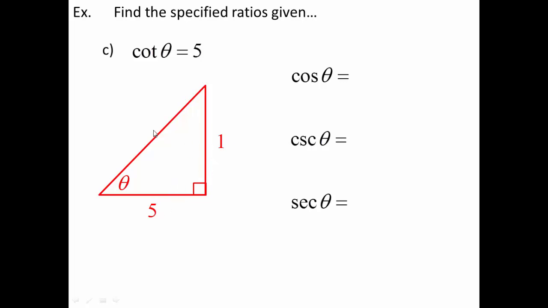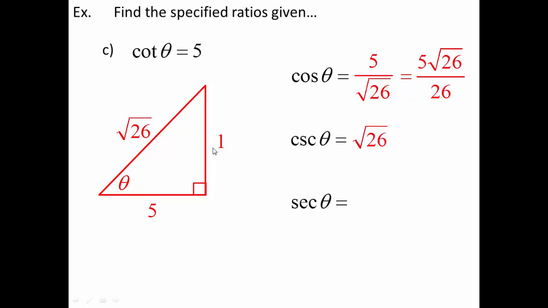This is not a Pythagorean triple. Pythagorean theorem would tell us the missing side is root 26. So let's just look at the triangle to answer our questions. Cosine is adjacent over hypotenuse, 5 over root 26, or 5 root 26 over 26. Cosecant would be root 26 over 1, or just root 26 itself. Secant would be root 26 over 5.